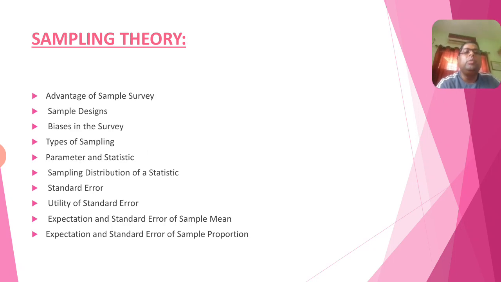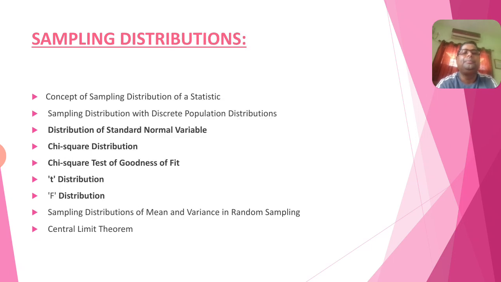And the next unit is the sampling unit. So different types of sampling are there, and sampling design, how can you design the sample, and biases in the survey, types of sampling, parameter and statistic, and sampling distribution of a statistic, standard error, utility of standard error, expectation and standard error of sample mean, expectation and standard error of sample proportion.